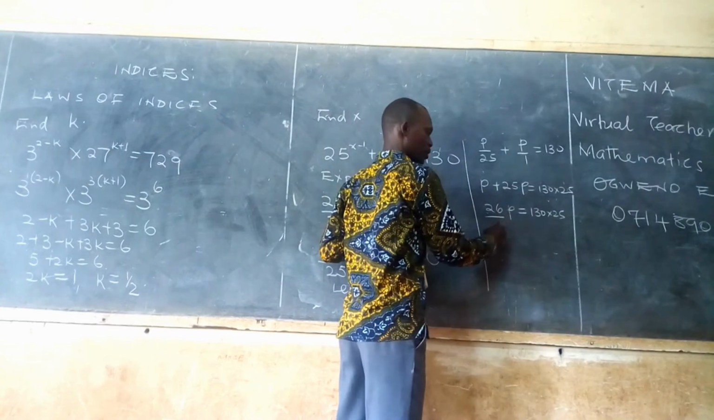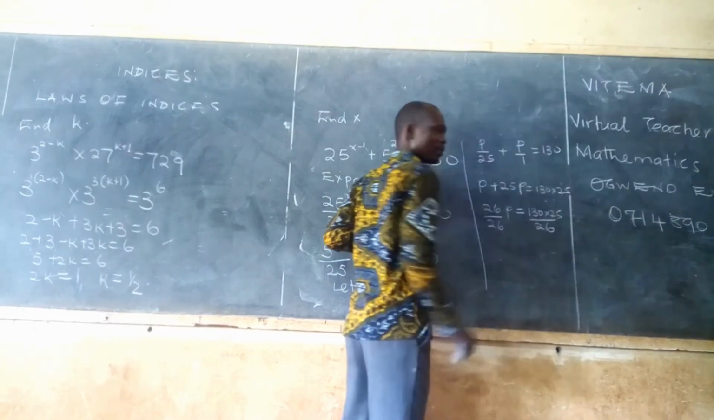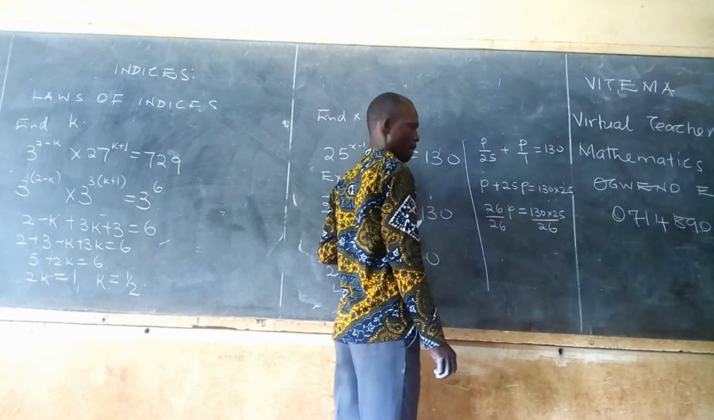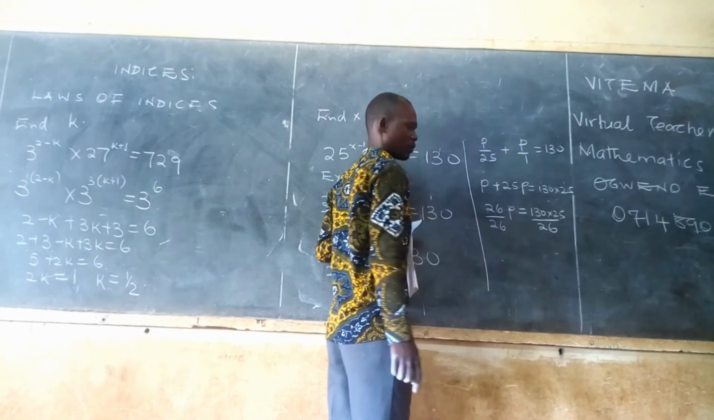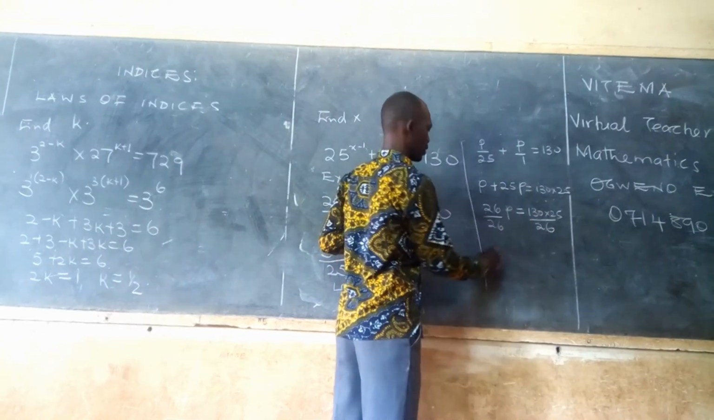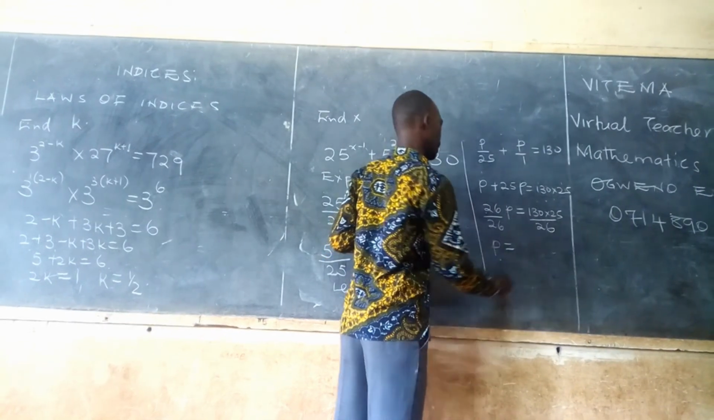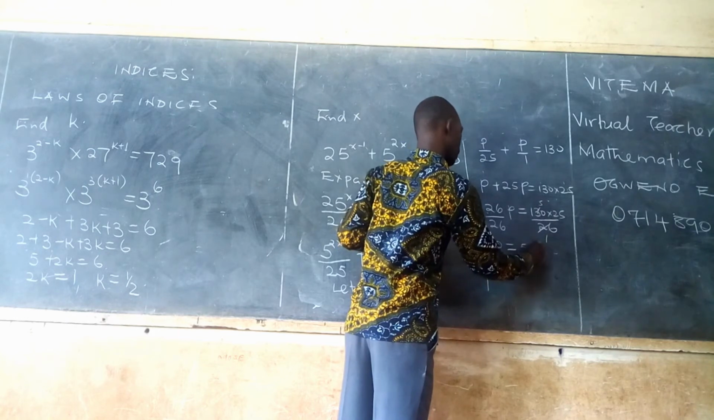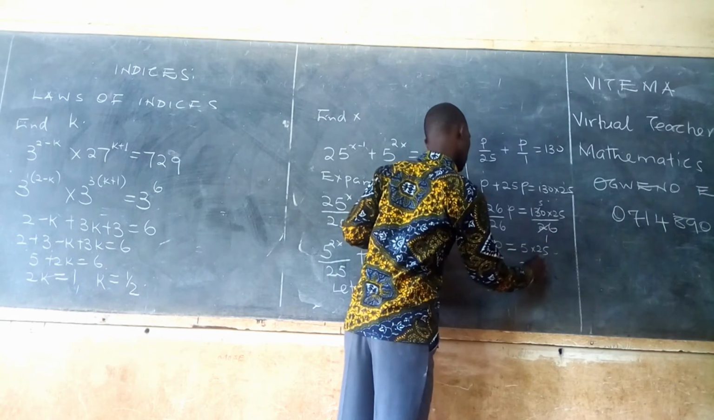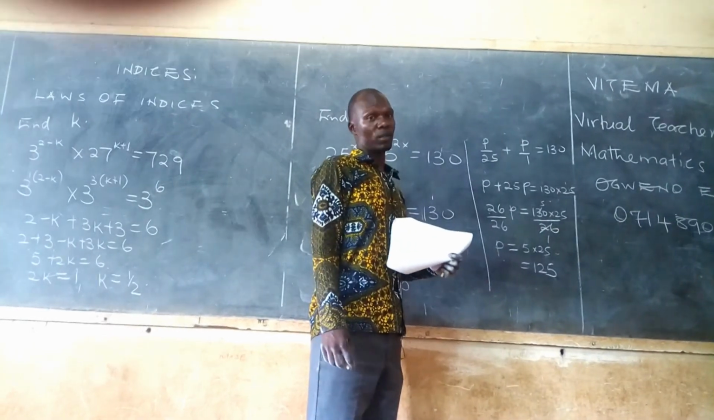Then I divide both sides by 26. I can see 26 into 130 should be around 5. So that our p is supposed to be 5 times 25, which is 100 and what? 125. That is what it's supposed to be.